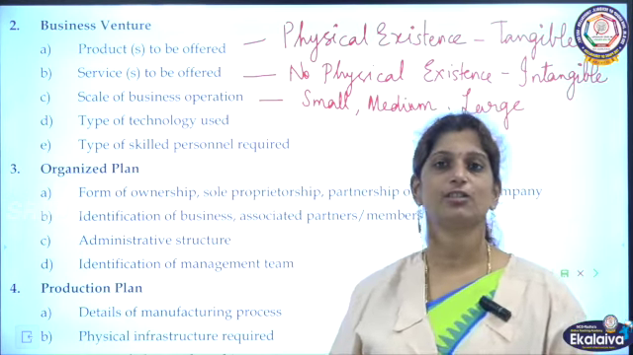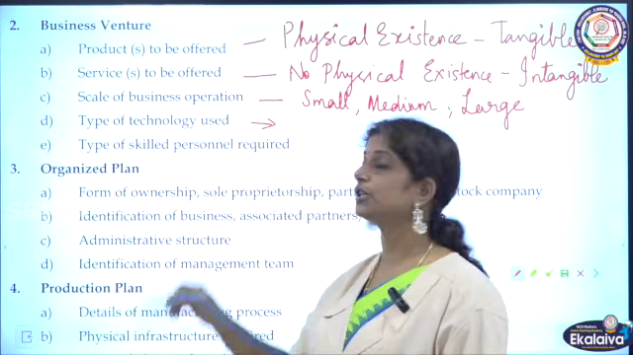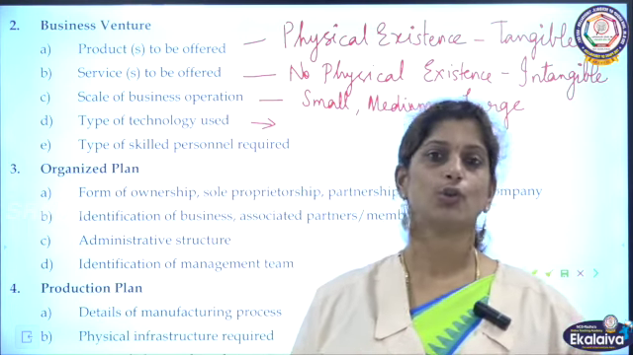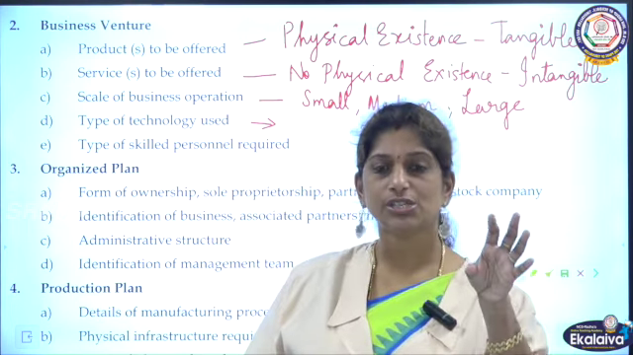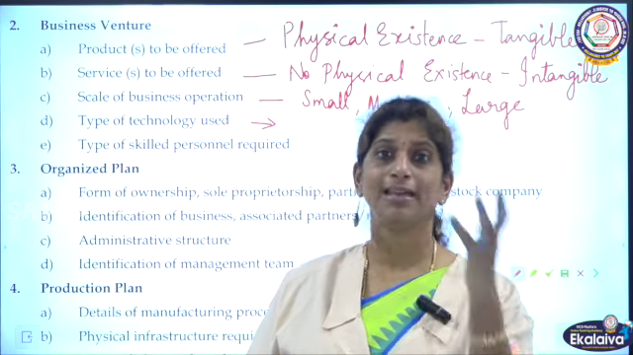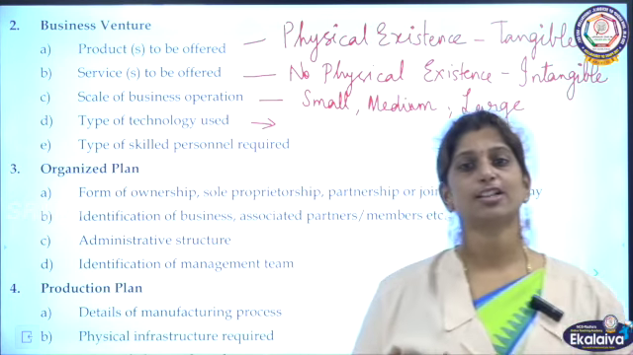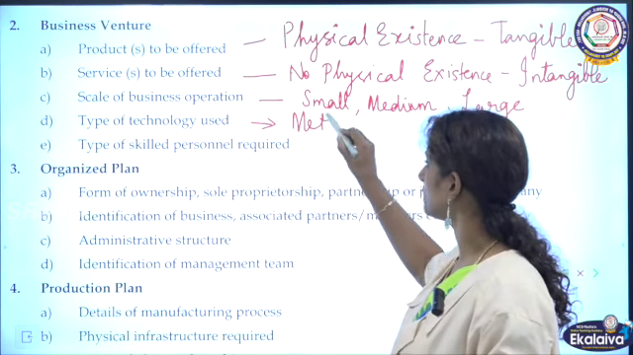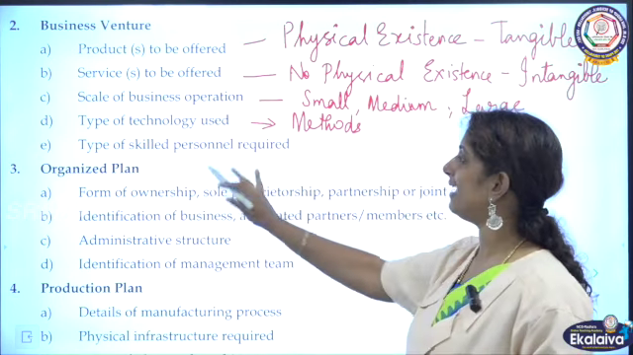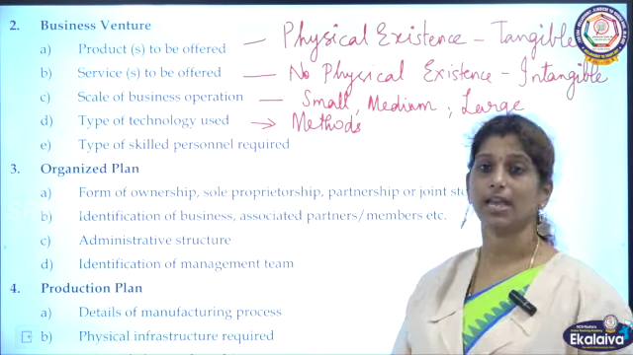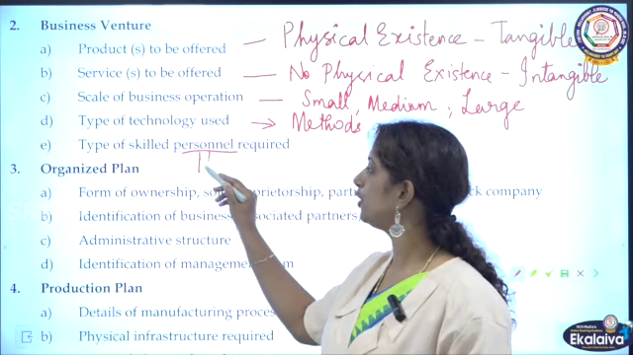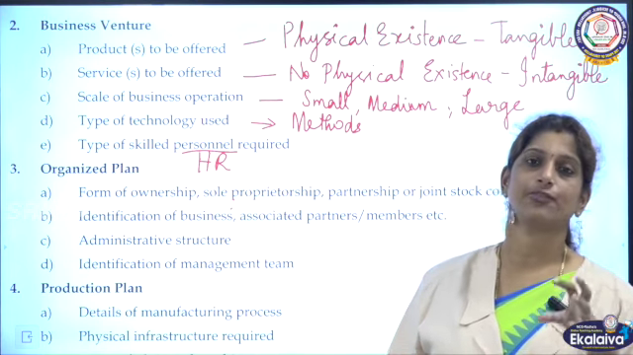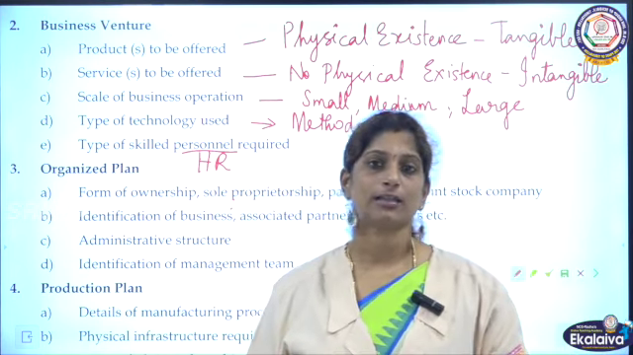Then the type of technology which we are using. So if it is going to be an existing technology or a very new advanced technology or a technology which is new but it is not completely advanced. So like that the technology has to be mentioned, and the methods which we are going to use come under this technology. And then the types of skilled personnel required. Personnel is nothing but human resource required for the business. So what are all the types of skills we require for this kind of job?